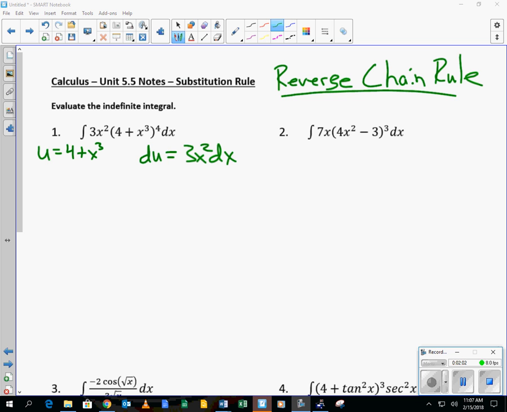Hey, wait a minute. Look here. I could rewrite this integral. What do I put instead of the 4 plus x cubed? That's u. To what power? Instead of the 3x squared dx, what could I put in that place? du. That looks like an easy antiderivative to go with.